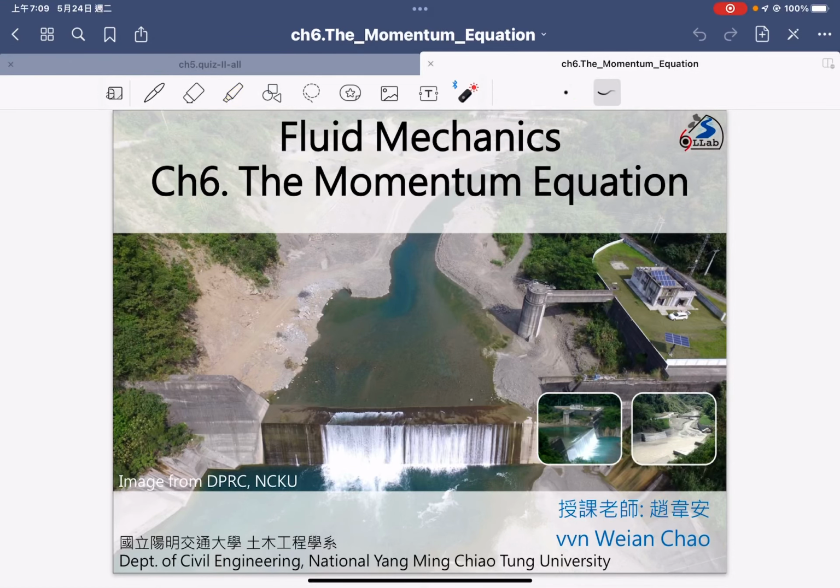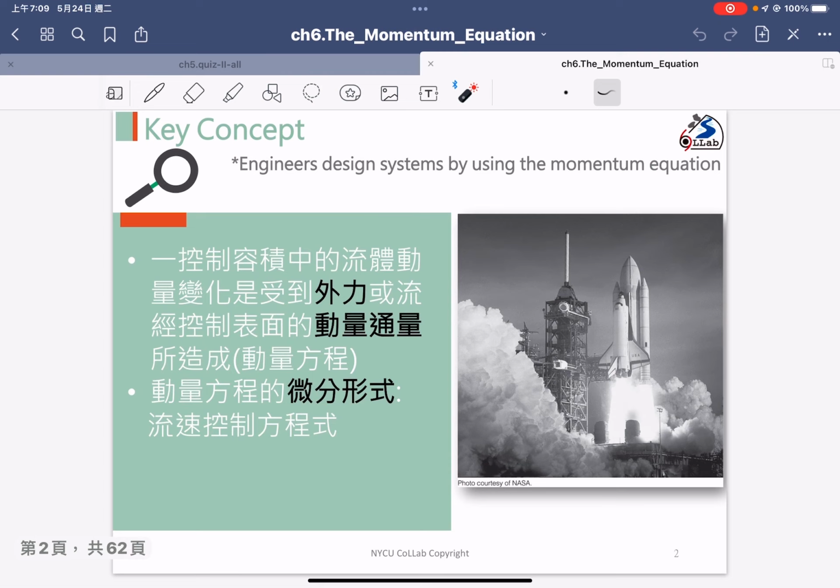Okay, good morning. Today we move to chapter six, and the topic is related to the momentum equations. This slide shows the key concept for this chapter. As you can see, the sentence showing here: engineers design systems by using the momentum equation. Okay, so what are the momentum equations?